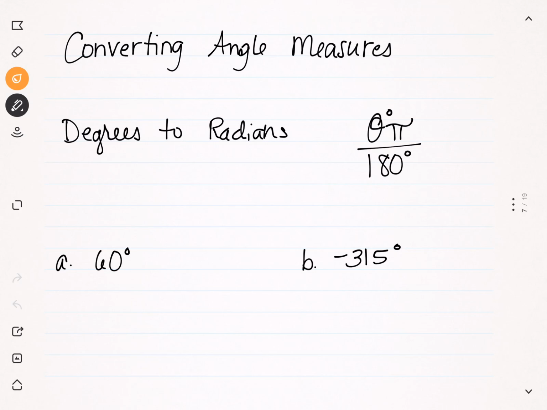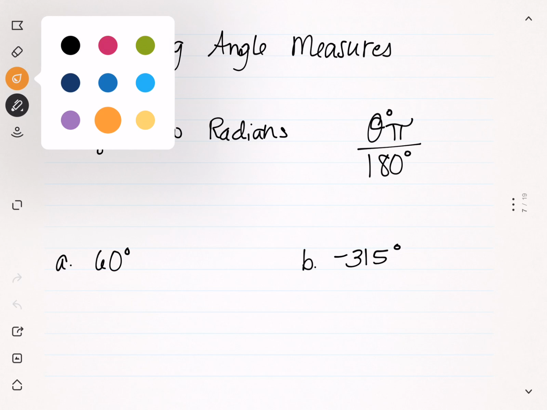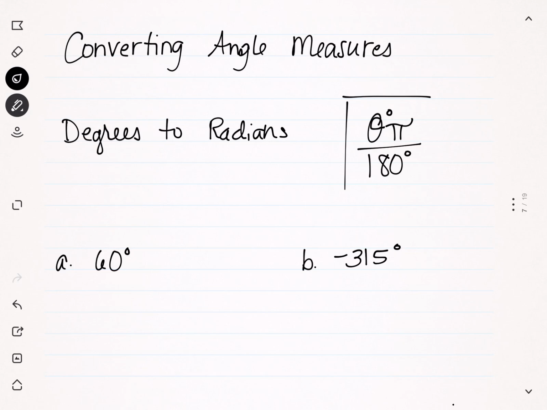If you wanted to take your angle measure in degrees and convert it to radians, we can use the formula theta degrees times pi divided by 180 degrees. That would convert an angle in degrees to radians. So we're going to try a few here. We're going to try converting 60 degrees to radians. Now, if the radius of your circle isn't given, we are always going to assume the radius is 1. So I'm going to plug that into the formula: 60 degrees times pi divided by 180 degrees.